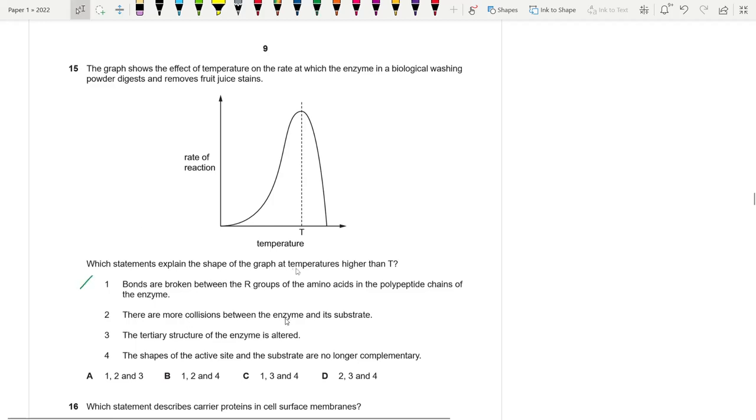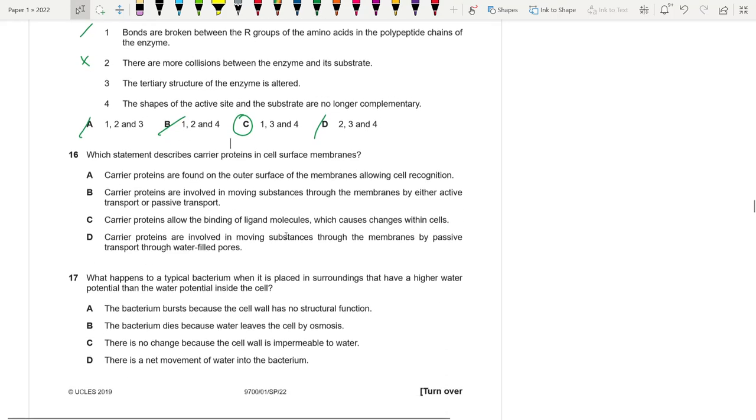There are more collisions between the enzyme and the substrate. No, then the rate would increase, right? So 2 is wrong. Clearly 2 is wrong. So the answer has to be C. The tertiary structure is altered, the shape of the active site and the substrate are no longer complementary.